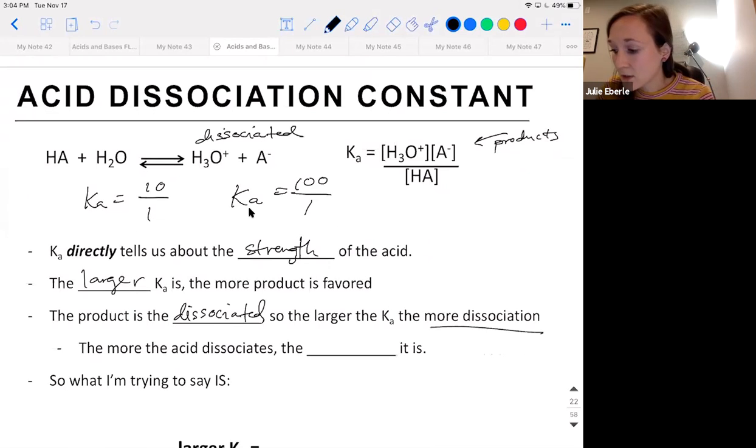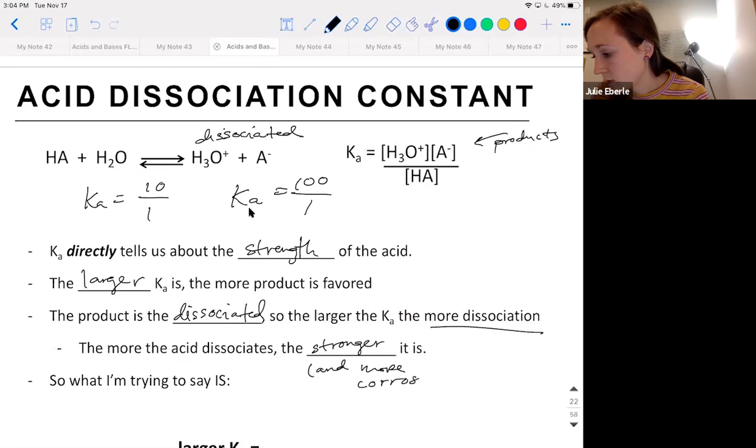And the more an acid disassociates, the stronger and more corrosive it is. Remember, last week I posed the question, would you be willing to drink some HCl or some acetic acid? Acetic acid is a weaker acid. HCl is much stronger. It fully disassociates and it's way more corrosive. Because acetic acid is weaker, it's even safe for us to ingest.